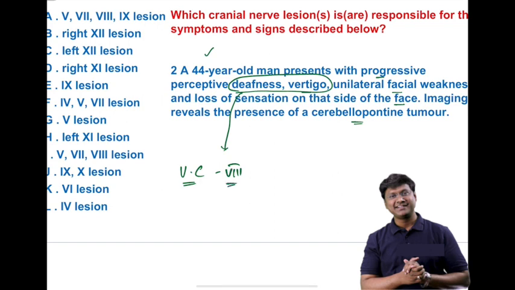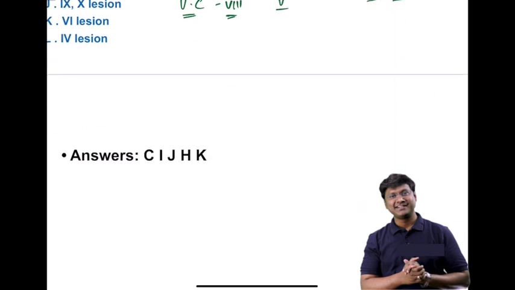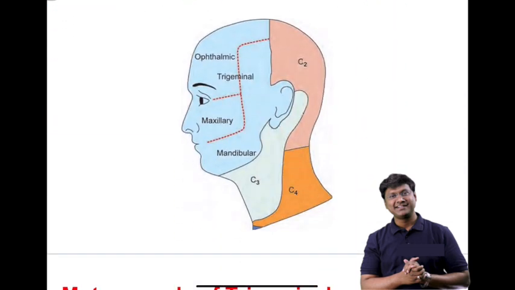The next examination findings are unilateral facial weakness and loss of sensation on that side of the face. The sensory supply of the face is by your 5th nerve, and if facial weakness is there, it tells you either 5th nerve weakness or even 7th cranial nerve weakness. Now let me discuss them in detail. You take the 5th nerve first, that is the trigeminal nerve. It is a mixed nerve.